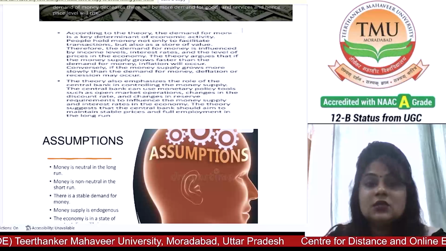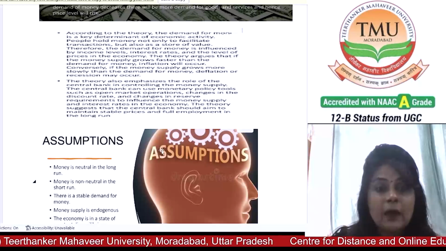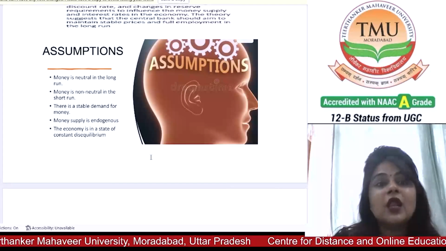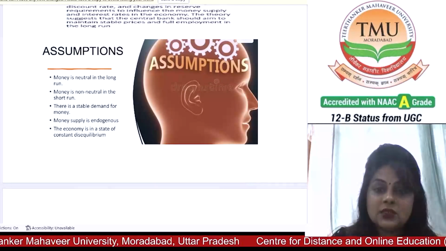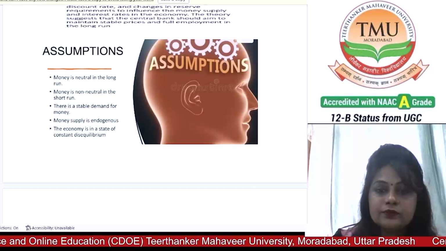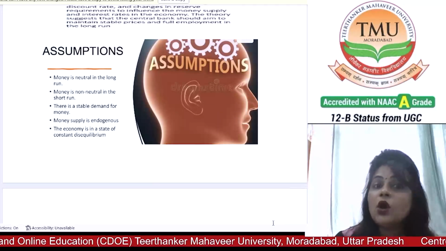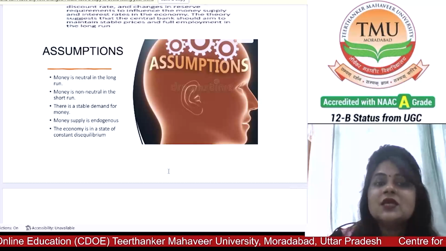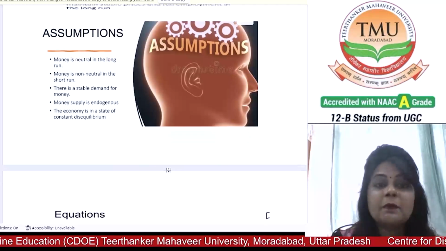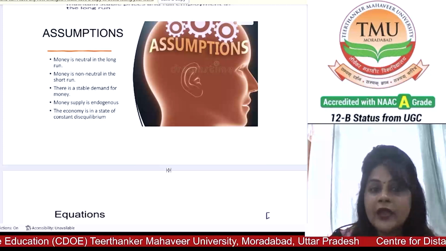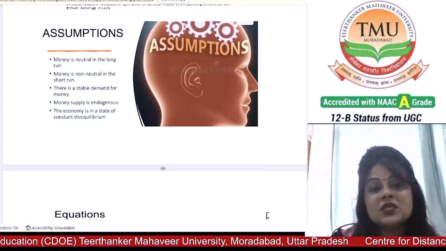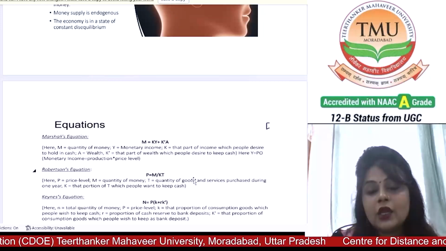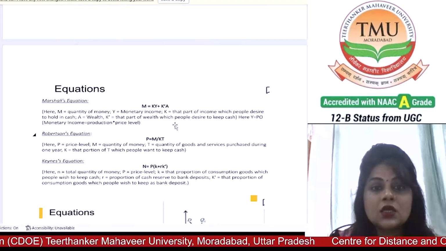So, in this approach, there are also some assumptions given. Money is neutral in the long run. Money is non-neutral in the short run. There is a stable demand for money. Money supply is exogenous. The economy is in a state of constant disequilibrium. So here also many equations are given.